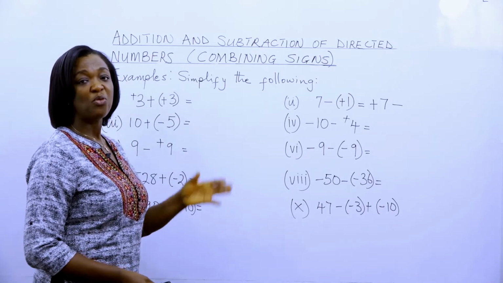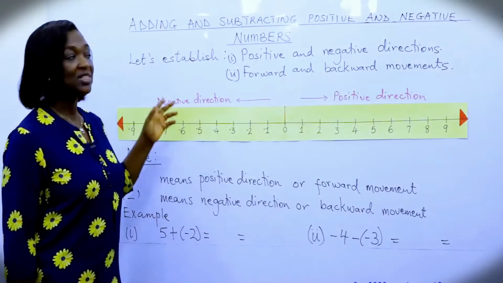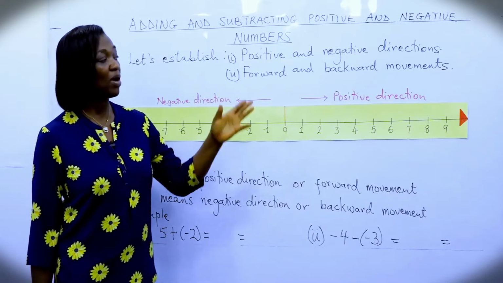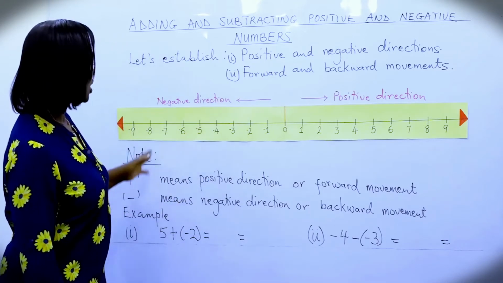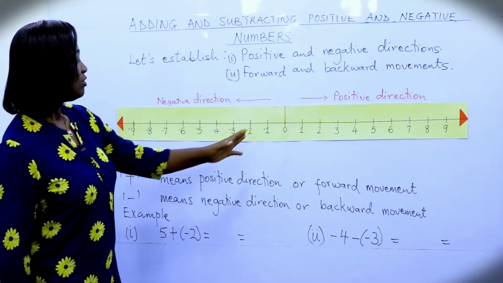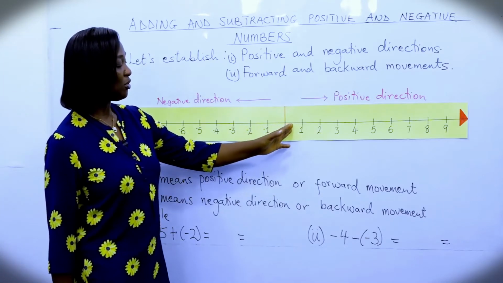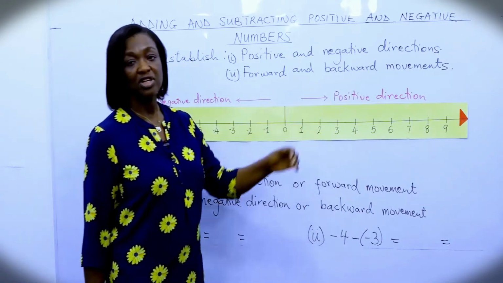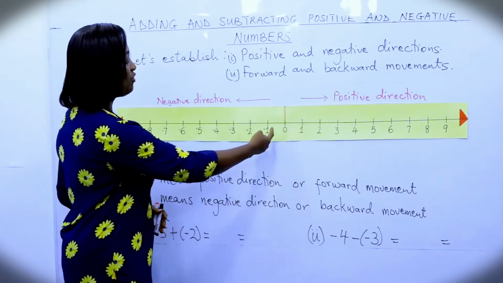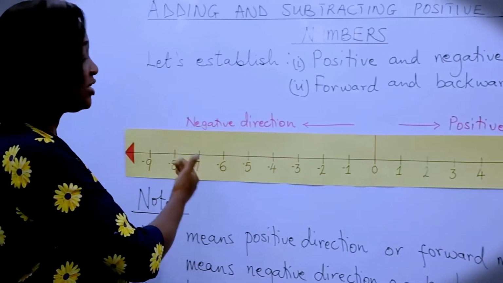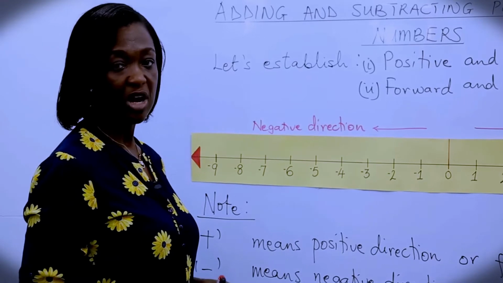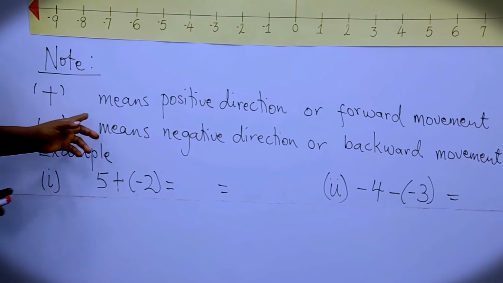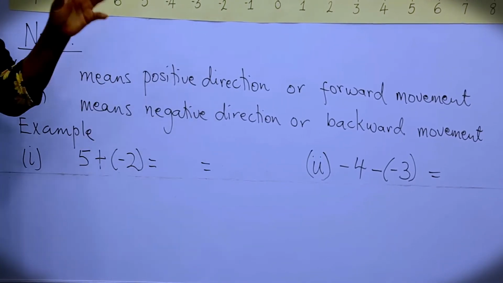During the last lesson, we established what it means. Let's establish positive and negative directions and also forward and backward movements. So for example, in our number line, moving away from 0 going towards the right, it's going in the positive direction. And moving away from 0 but going towards the left, we'll be moving in the negative direction. So for this lesson, we're saying that the positive sign would mean positive direction or forward movement.